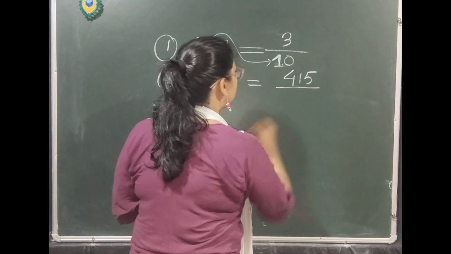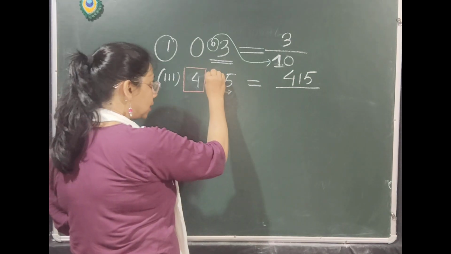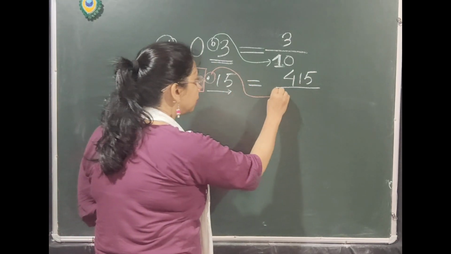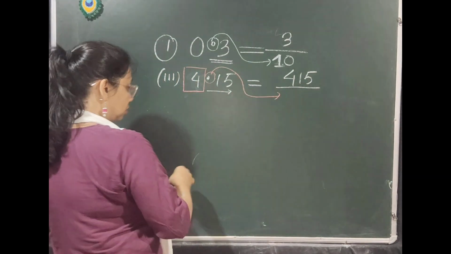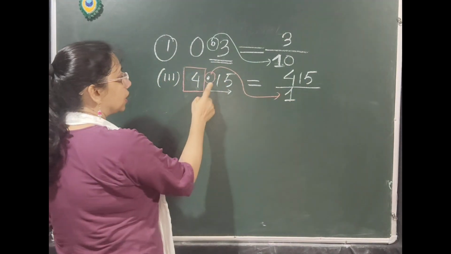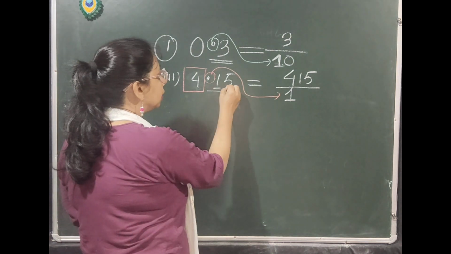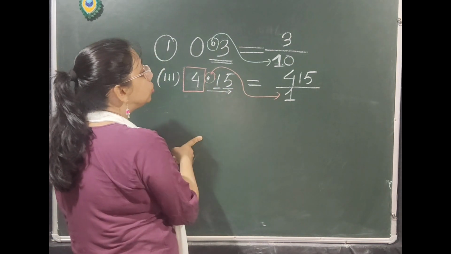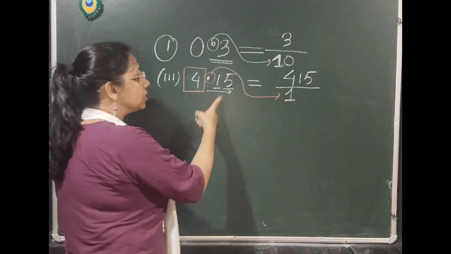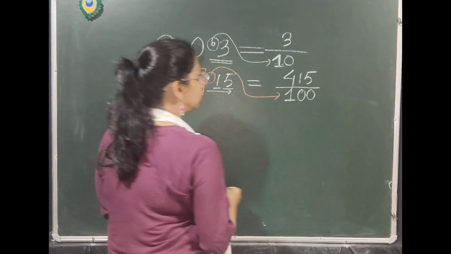415, and obviously following the same rule, due to this decimal we have to take 1, and after decimal how many digits are there? We can say there are 2 digits. So due to these 2 digits we have to take 2 zeros.